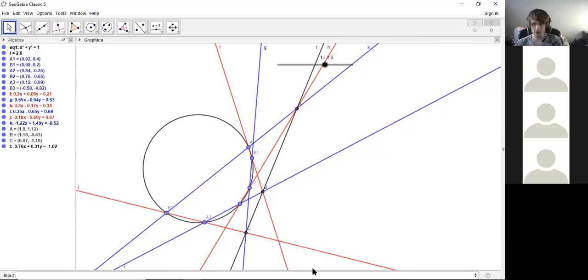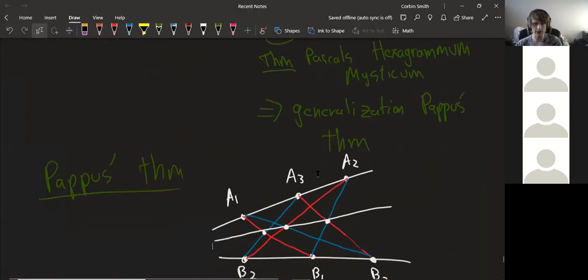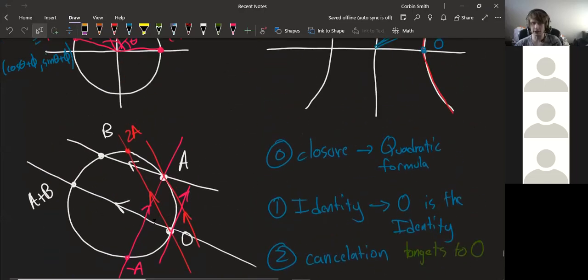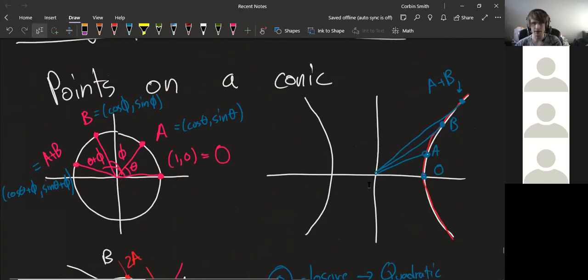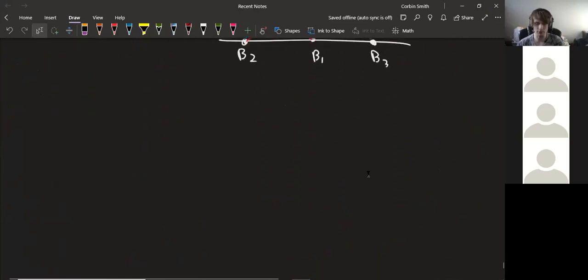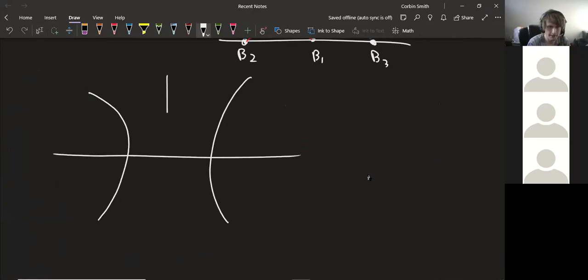All right, I have 2 minutes left. So what's the punchline to all this? This is also an abelian group on the circle, and actually we can define the same group on a hyperbola. The same group can be defined on any conic. Now we can actually add points on any part of the hyperbola.